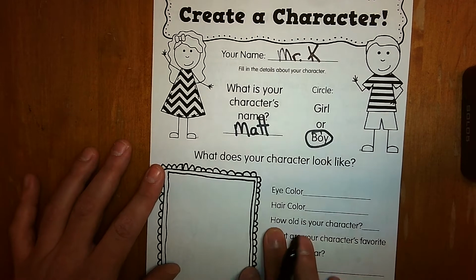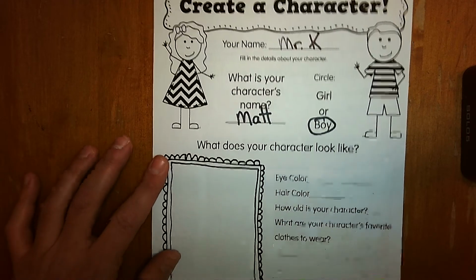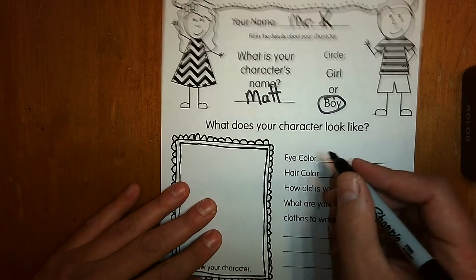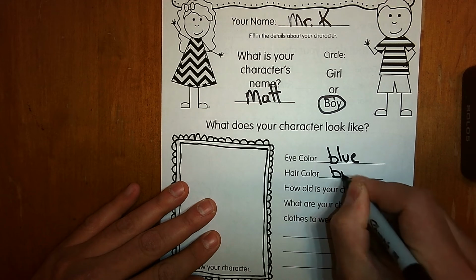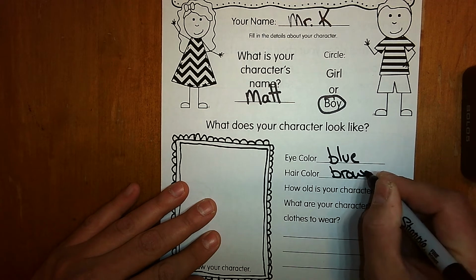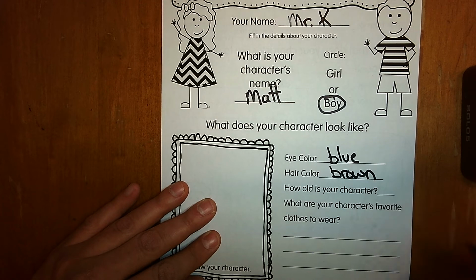So this side is more of the physical character traits. What does your character look like? All right, his eye color. These answers do not matter as much. These can change. I'm going to say he has blue eyes and brown hair.